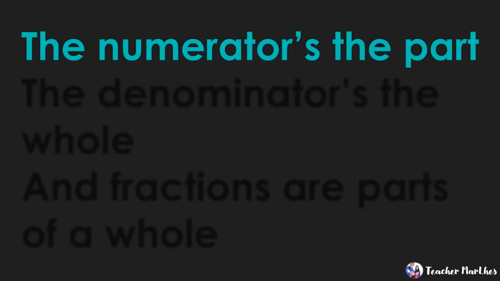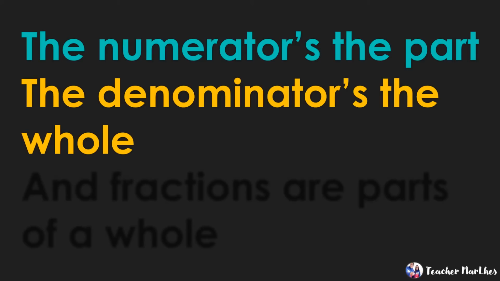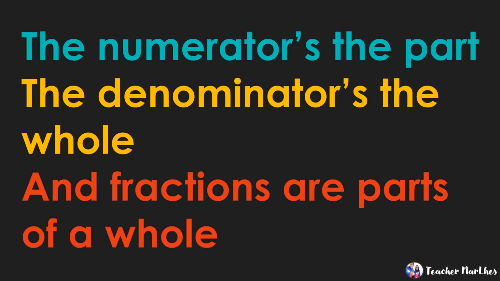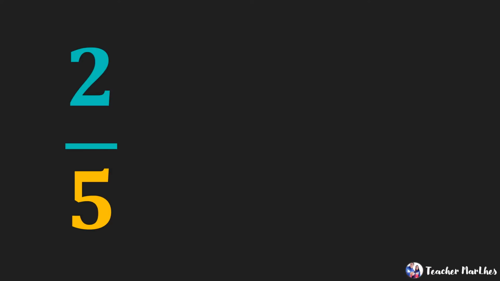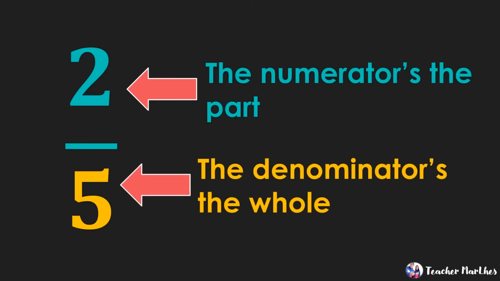First, the numerator is the part. Second, the denominator is the whole. And third, fractions are parts of a whole. Example, 2/5. 2 is the numerator, which is the part, and 5 is the denominator, which is the whole.